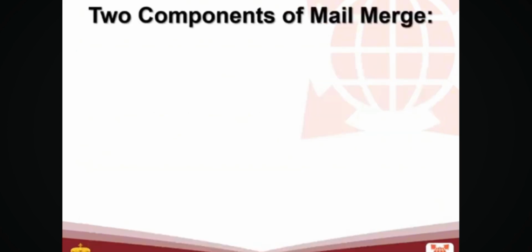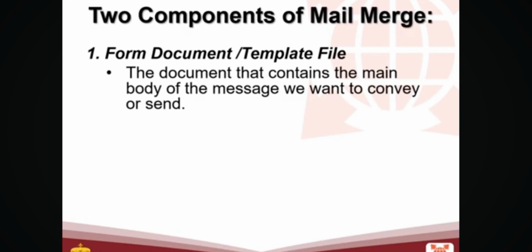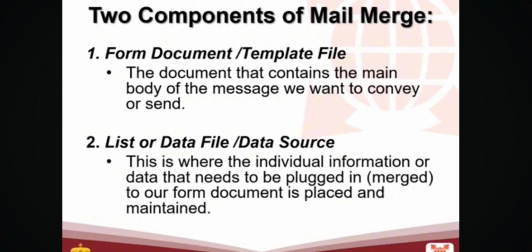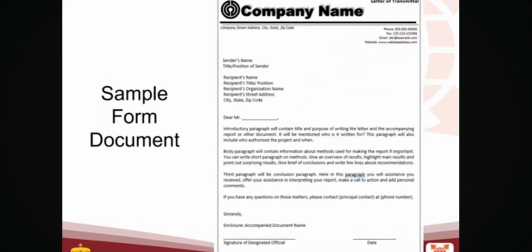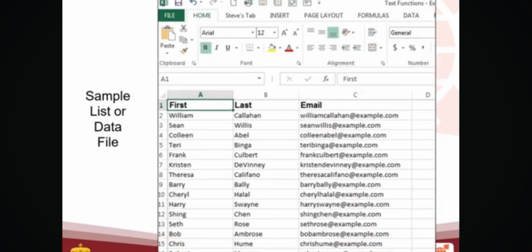Let's talk about the two components of MailMerge. First, the form document or the template file. It is the document that contains the main body of the message we want to convey or send. Second is the list or data file or data source. This is where the individual information or data that needs to be plugged in or merged to our form document is placed and maintained. Here is an example of a form document or template file. Also, we have here a sample list or data file.